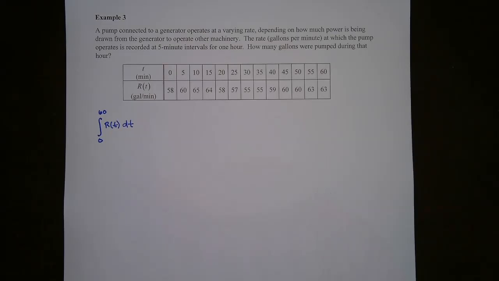So we can do this by integrating, right? But we don't have a function to integrate. All we have is a table of values, right? So there's a couple ways you could do this. Actually, more than a couple, okay? There's actually 4 different ways you could do this, okay? You could do a midpoint Riemann sum.